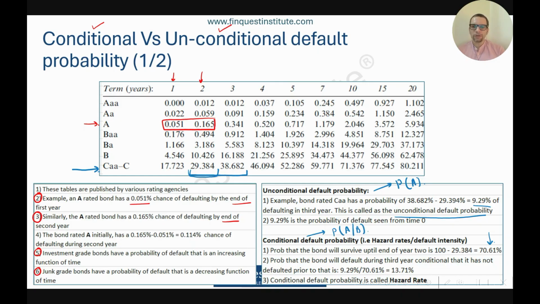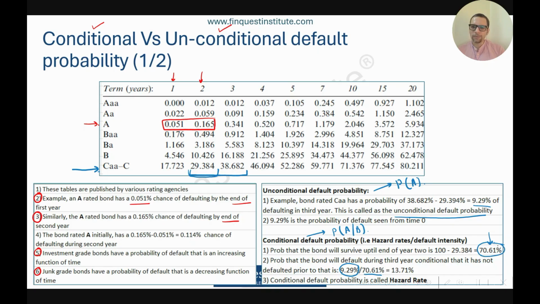So now if you want to calculate the conditional probability of default during the third year, then in our pursuit to calculate that, we will look at the probability that the bond has not defaulted prior to it. So the probability that the bond will default during the third year, conditioning on the fact that before that there has been no default, is given by this ratio. So if you see, this 9.29% is what we had calculated above, which was the unconditional probability. And in the denominator, we have 70.61%, isn't it? So this is exactly the same number.